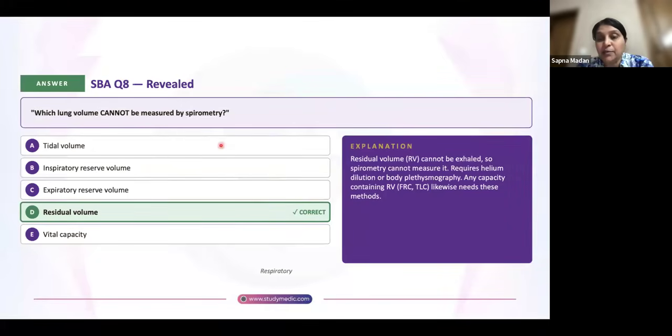It needs helium dilution or plethysmography, and any capacity containing residual volume, like functional residual capacity or total lung capacity, therefore they also will require plethysmography because they are not measuring the residual volume.